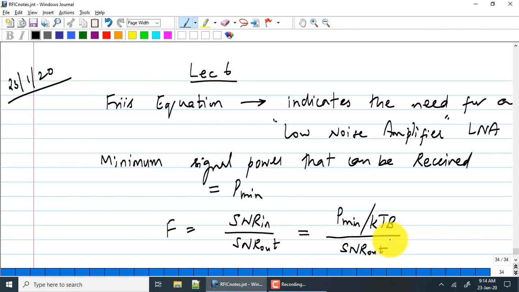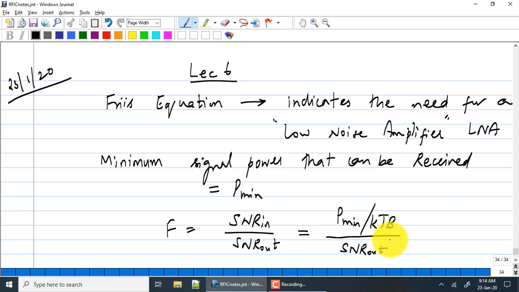This SNR out is literally the signal power to noise power at the end of the receiver chain. Okay. What happens if P received, the power received, gets larger and larger? The noise figure of the receiver will not change appreciably. Correct?